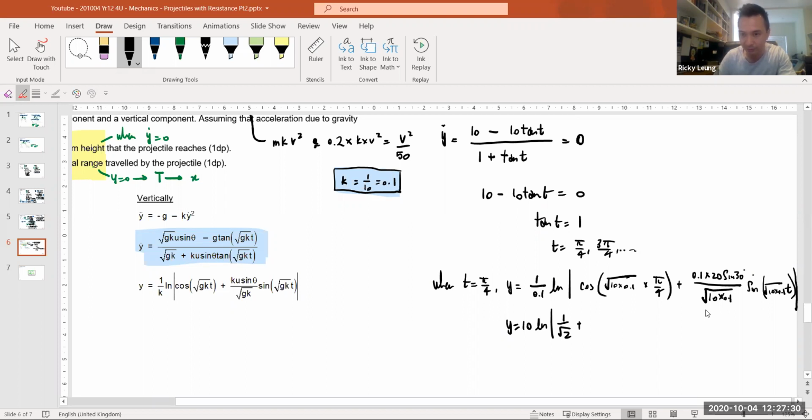plus, what's that? That's 10. That's 1 on 1. That's 1. And times sine. Oh, not t. Not t though. That should be pi on 4. That's 1 over 2 as well. Is that right? Looks really nice. Yeah, it is right. So you punch it in the calculator, and you should get 3.5 meters.